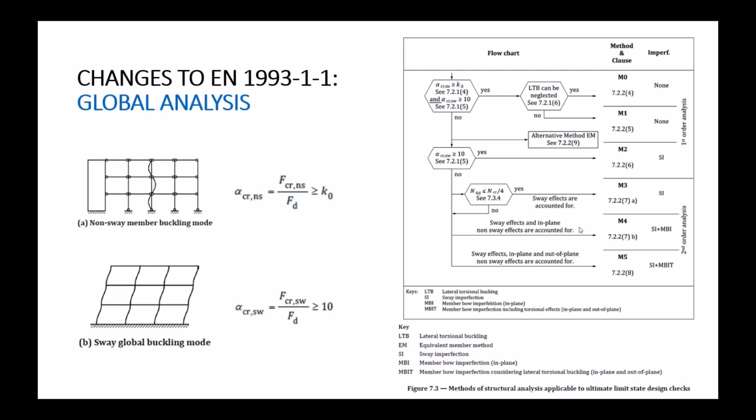We can still run a first order analysis if alpha critical for the global mode is bigger than 10. And if it's smaller than 10, then we also need to do a second order analysis. So small changes in how it practically works, but a big change in how easy it is to follow and to arrive at the proper methods and which imperfections to use.